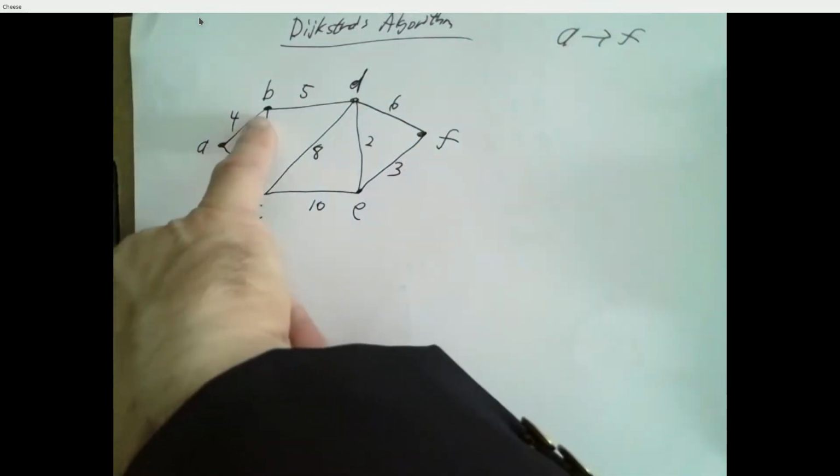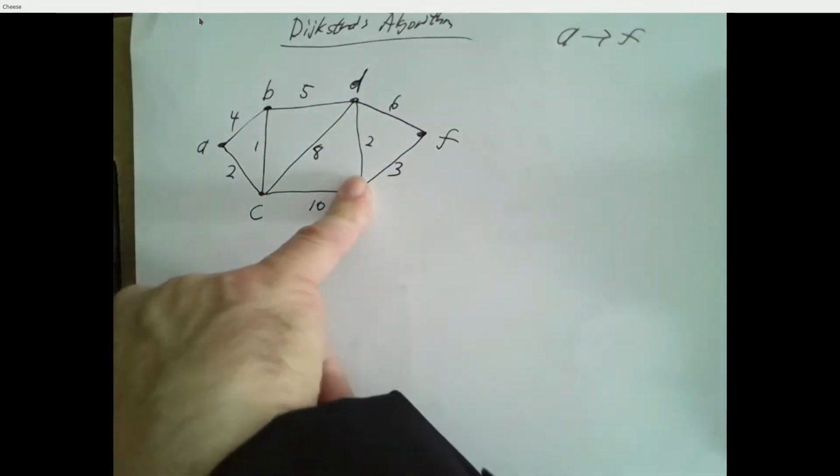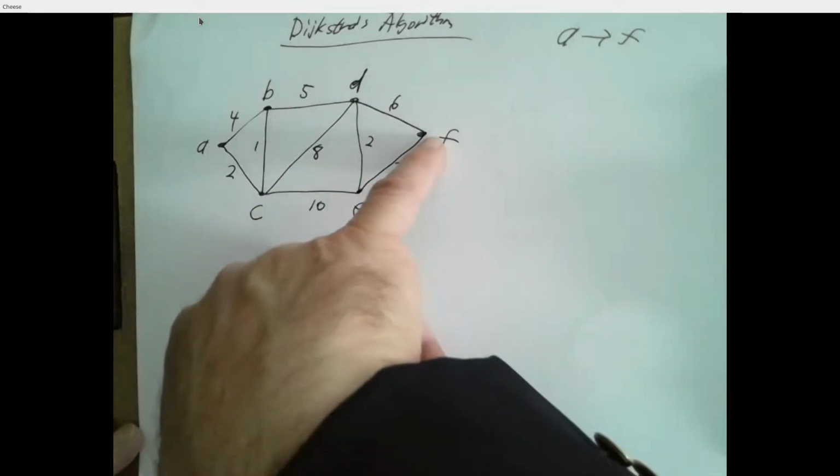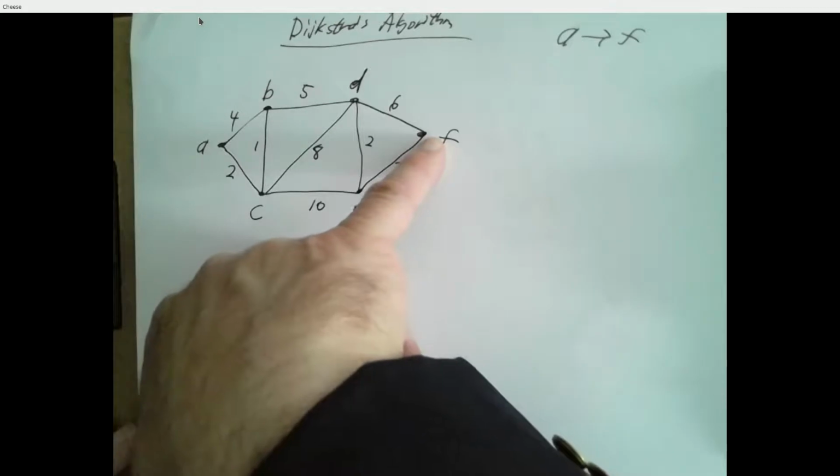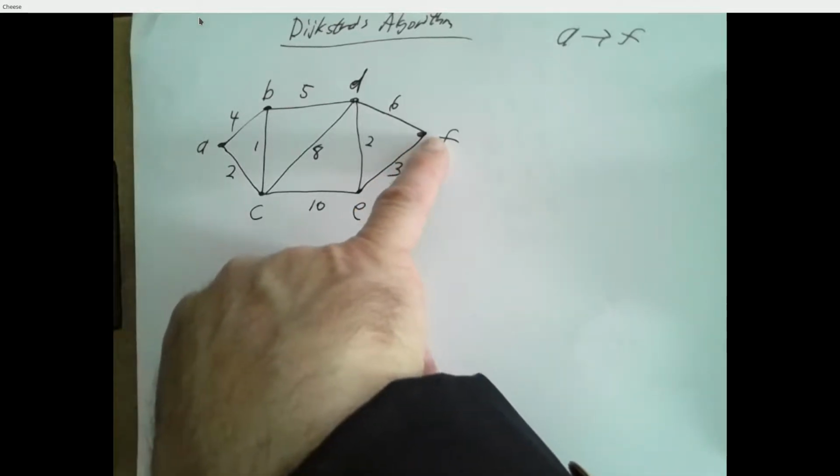But if we were to go 4 and 5 is 9 and then come down here, 2 is 11 and 3 is 14, that's shorter. Even though it had more edges, the total weighted length was smaller. And so we can ask what's the or a shortest path from, in this case, A to F. And there's a nice deterministic algorithm we can use to answer this.